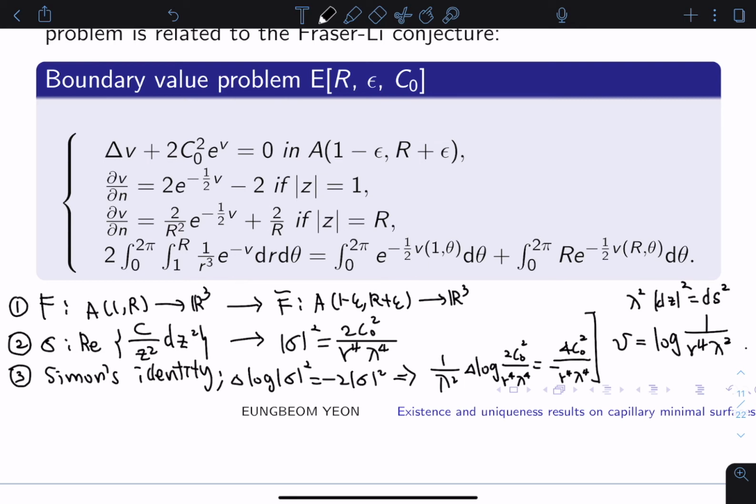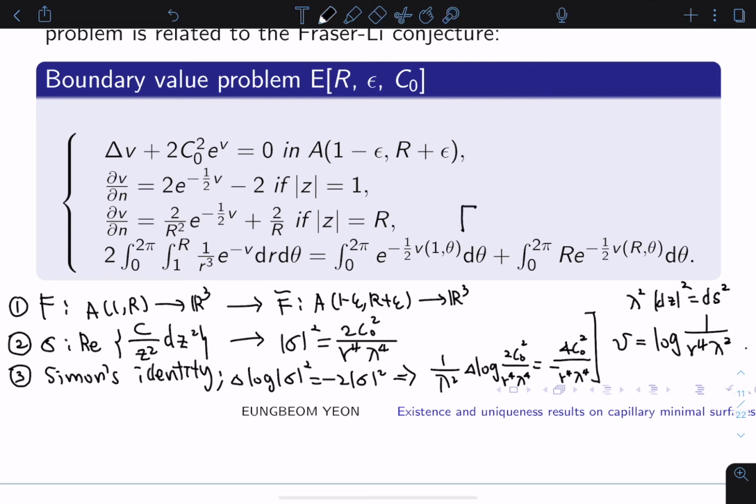So if we consider this v here, then we see that by Simon's identity, this v satisfies this first equation, the Liouville equation. So this first equation comes from the v here, and the second and the third equations here obviously imply that the boundary of the surface has constant geodesic curvature. And the last equation here comes from the fact that the length of the boundary of the surface and the area of the surface have a relation like this.